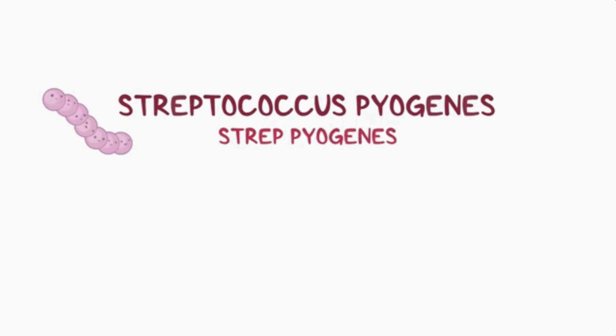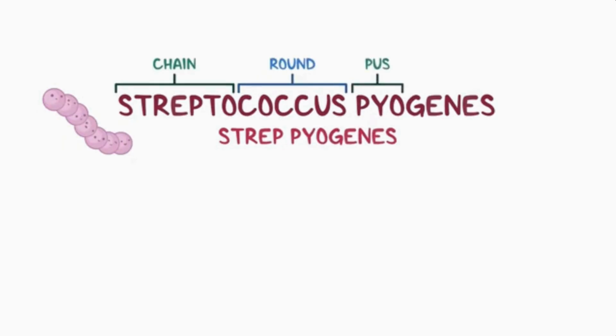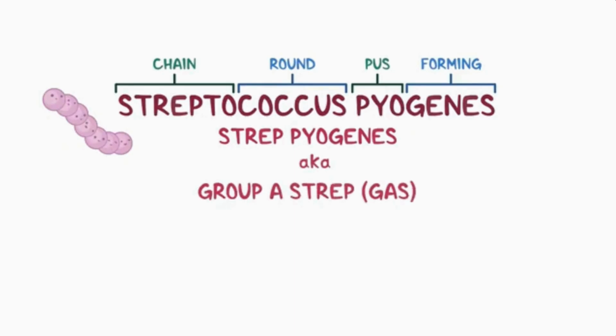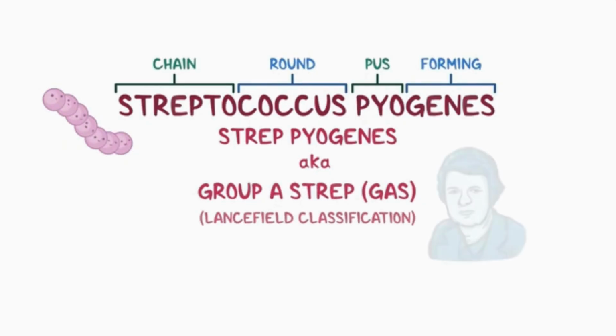Streptococcus pyogenes can be broken down into strepto, which means chain, coccus, which refers to round shape, pyo, which means pus, and genes, which refers to forming. So strep pyogenes are round bacteria that grow in chains, responsible for a number of infections that often present with pus. Strep pyogenes are also called Group A strep, GAS, in the Lancefield classification developed by American microbiologist Rebecca Lancefield.